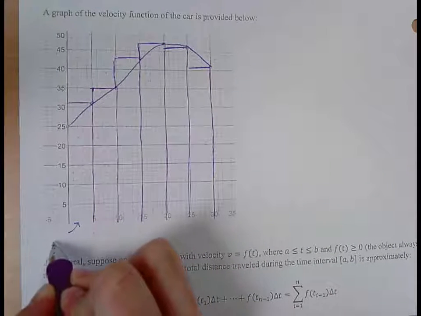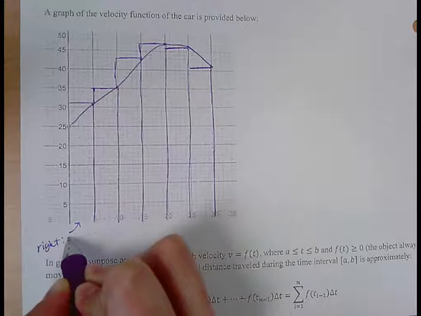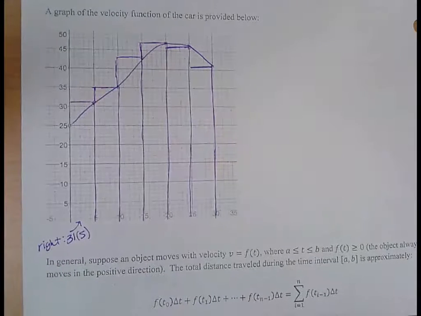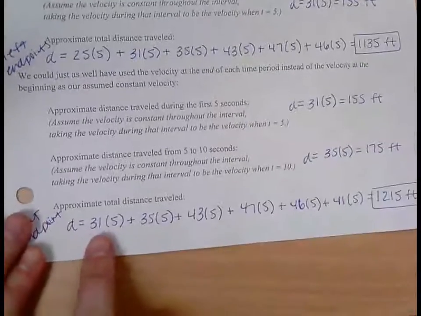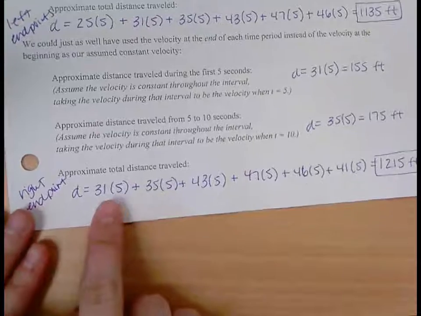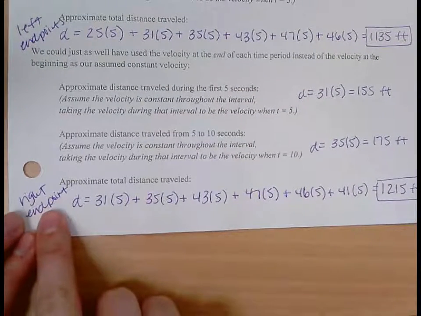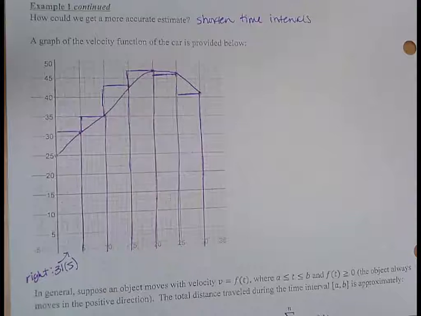So with right endpoints, this area would be the height, 31, times the width, 5. And that's what we saw. I'm going to be flipping back and forth here. That's what we saw here. That first time interval, that first distance traveled was 31 times 5. And we attributed that to right endpoints. So by finding the area under this curve using right endpoints, you're going to get the second estimation we came up with on the front.